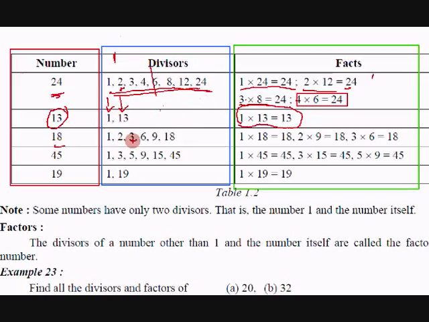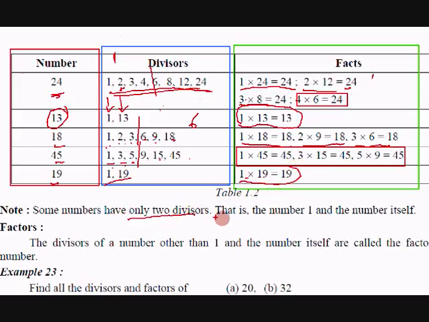Likewise, 18: 1, 2, 3, 6, 9, 18. So, 3 into 6, 2 into 9, 1 into 18, 9 into 2, 6 into 3, 18 into 1. Okay, that's what is here. The facts are only 3, but we get 6 divisors. For 45, how many did we get? 3 into 5, 5 into 9, 3 into 15, 1 into 45. Okay? These are the things. For 19, how many do we get? Likewise, we have 1 into 19, nothing else. So the fact is only 1.